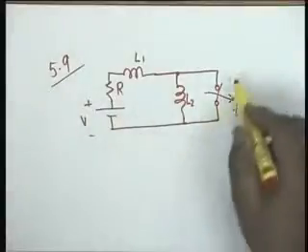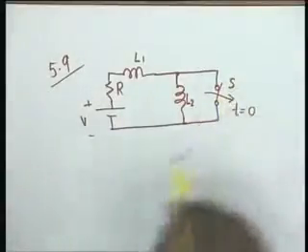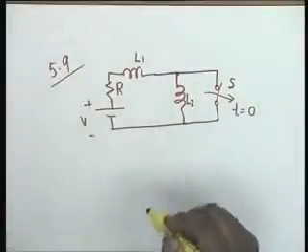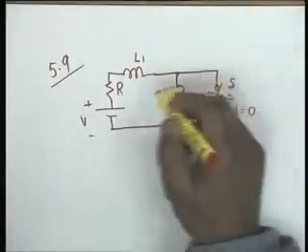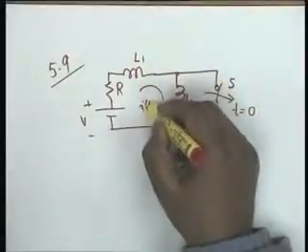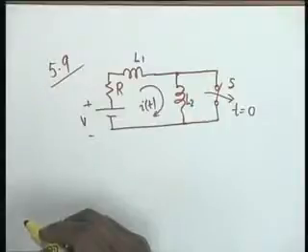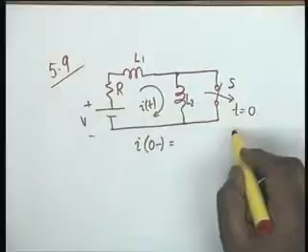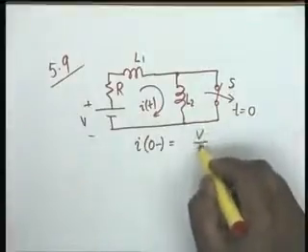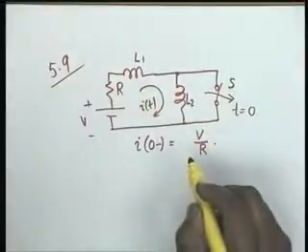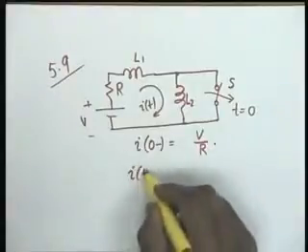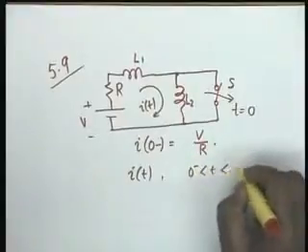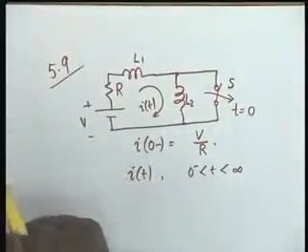For the circuit shown, the switch S is opened at t equal to 0 after the circuit had been in steady state, which means that if this current is I of t, then I of 0 minus would be simply equal to V by R. What you are required to do is to find out I of t for 0 minus less than t less than infinity. You have to find out the current I(t).